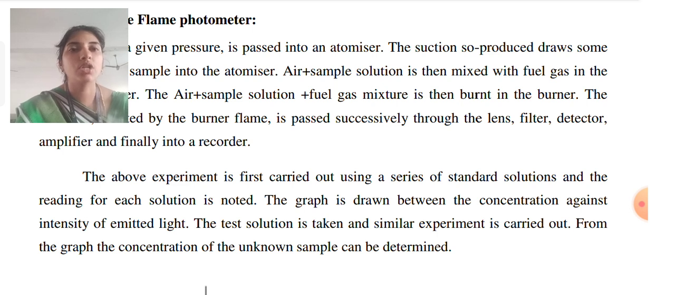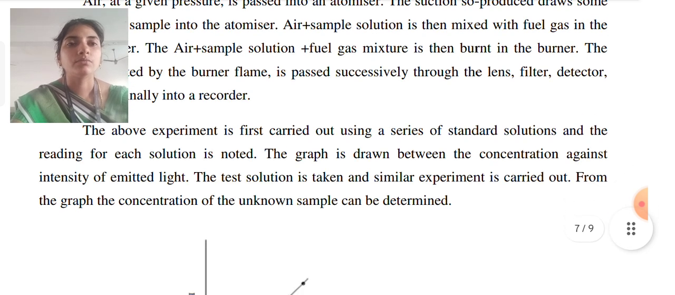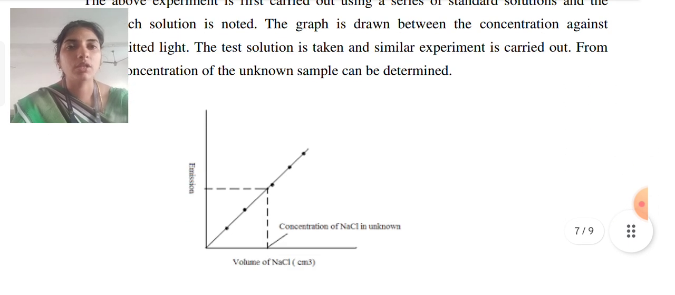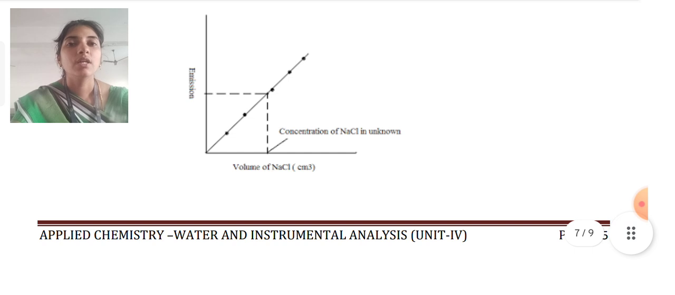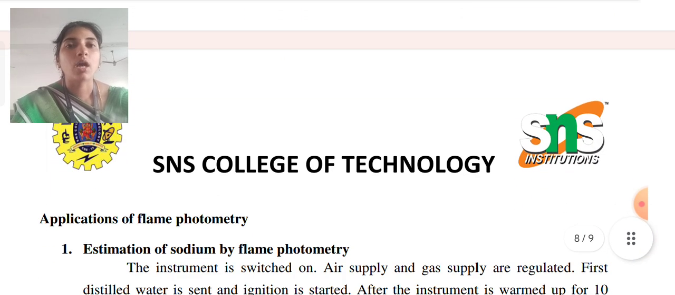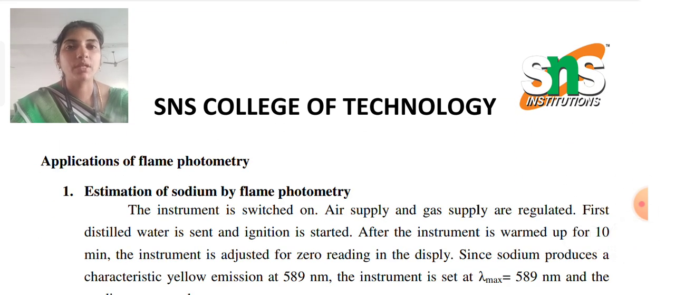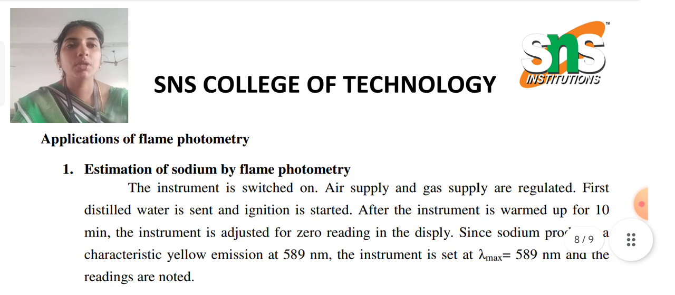The test solution is taken and a similar experiment is carried out. From the graph, the concentration of the unknown sample can be determined. So the graph shown here is for the concentration of sodium chloride, and the emission spectra for the unknown sample of sodium chloride concentration. Next, the applications of flame photometry. The first application is the estimation of sodium by flame photometry.